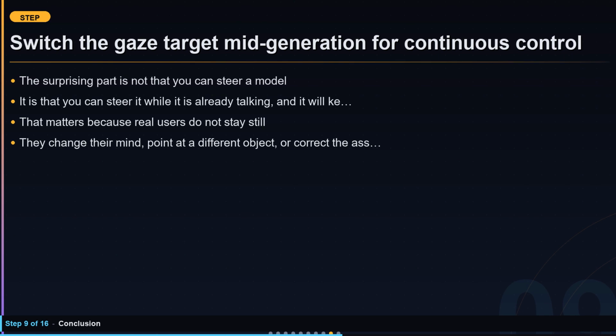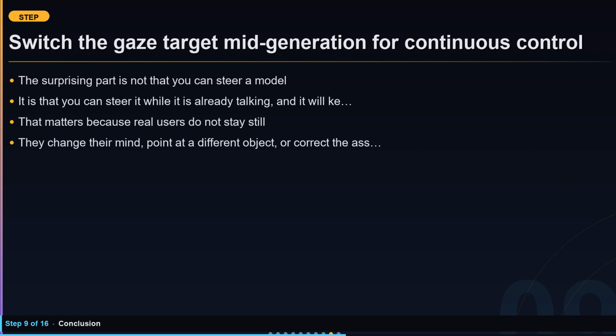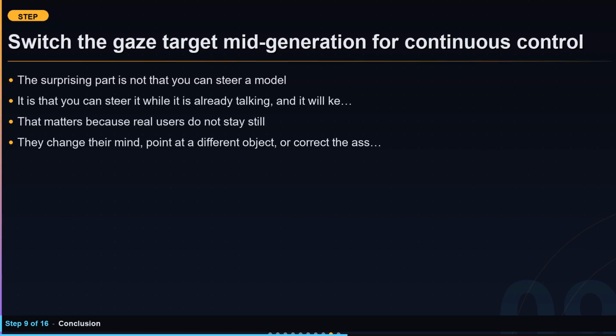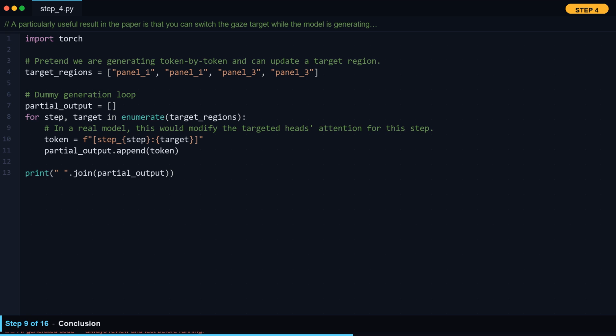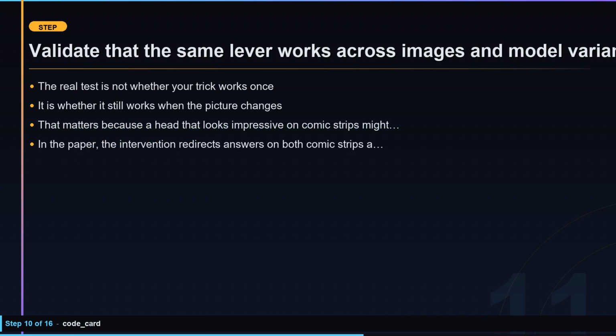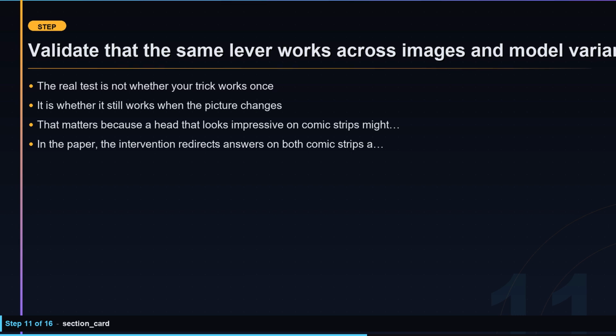But there is one more catch people miss when they move from demo to deployment. The real test is not whether your trick works once. It is whether it still works when the picture changes. That matters because a head that looks impressive on comic strips might just be memorizing one visual style, not learning a general gaze mechanism. In the paper, the intervention redirects answers on both comic strips and natural Coco images, which are real-world photos with very different structure. It also shows up across model sizes from 2B to 32B, and across some VLM architectures, where VLM means Vision Language Model, a model that reads images and text together.